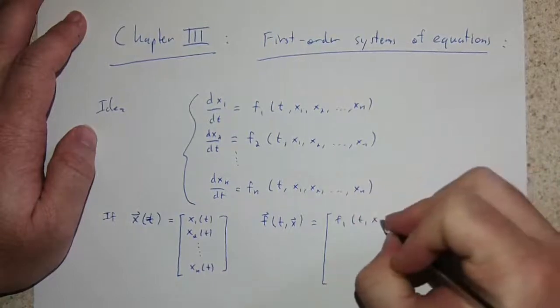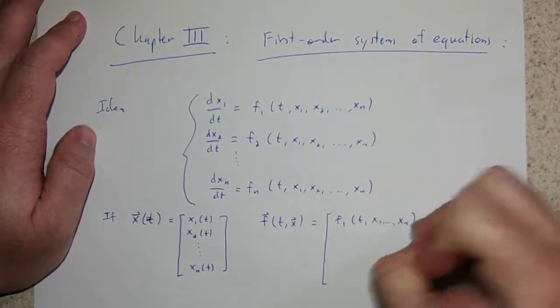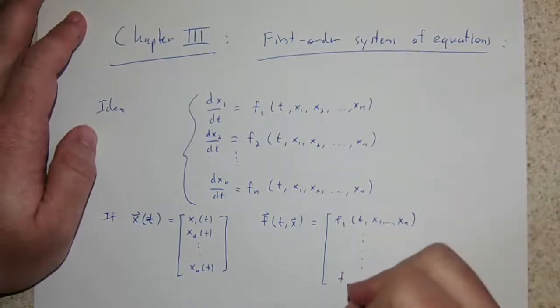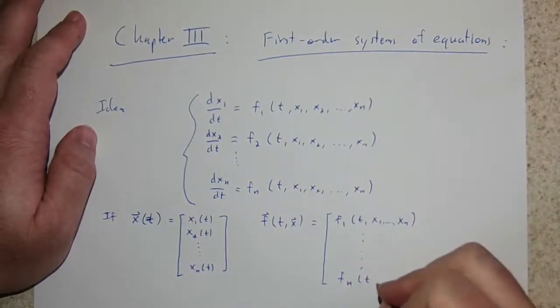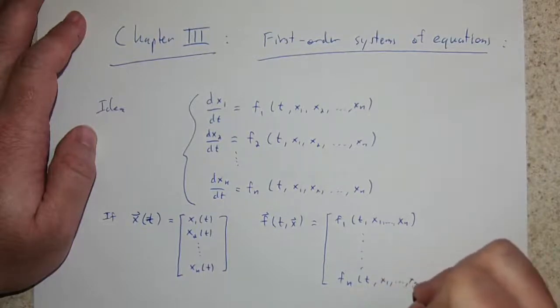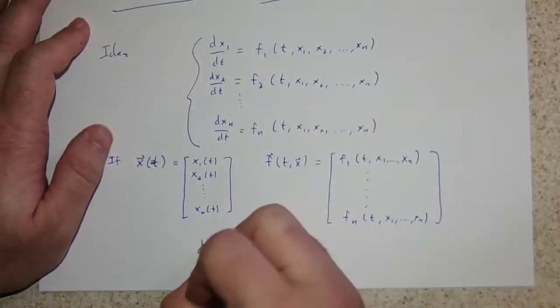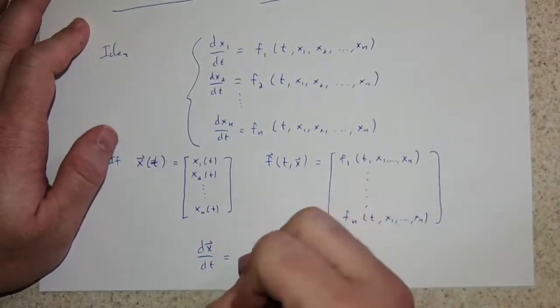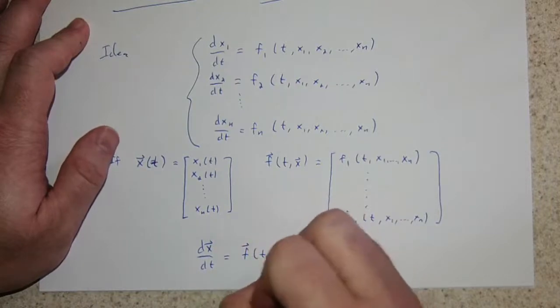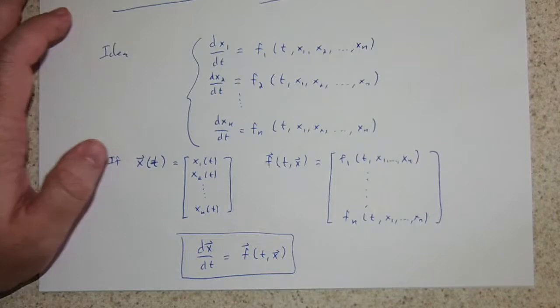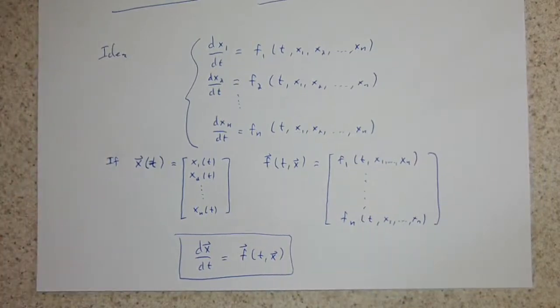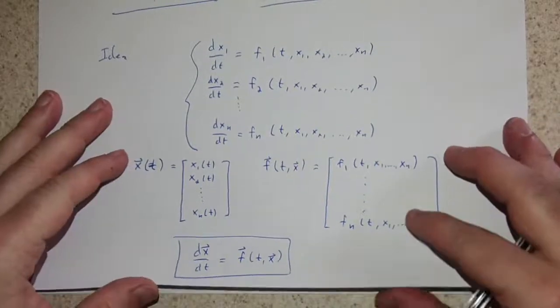I can rewrite this in an easier form. This is dx dt is equal to f of t, x. Now, this might be a little scary to you, the way this is written up here, because it might not be clear what it is that's going on. Let's look at a particular example.